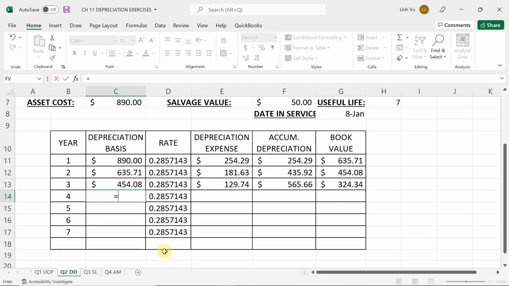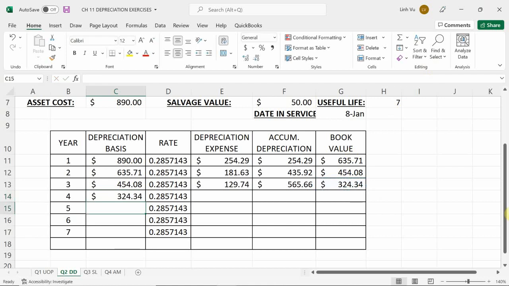324.34. It's the beginning of the year's book value. Okay, can you do it? How do you do it? What did you get for your book value for year 3? The book value is 324.34, correct? Yes, if that's your book value, then that becomes the beginning of the year's book value for year 4. Oh, okay. Now I got it.